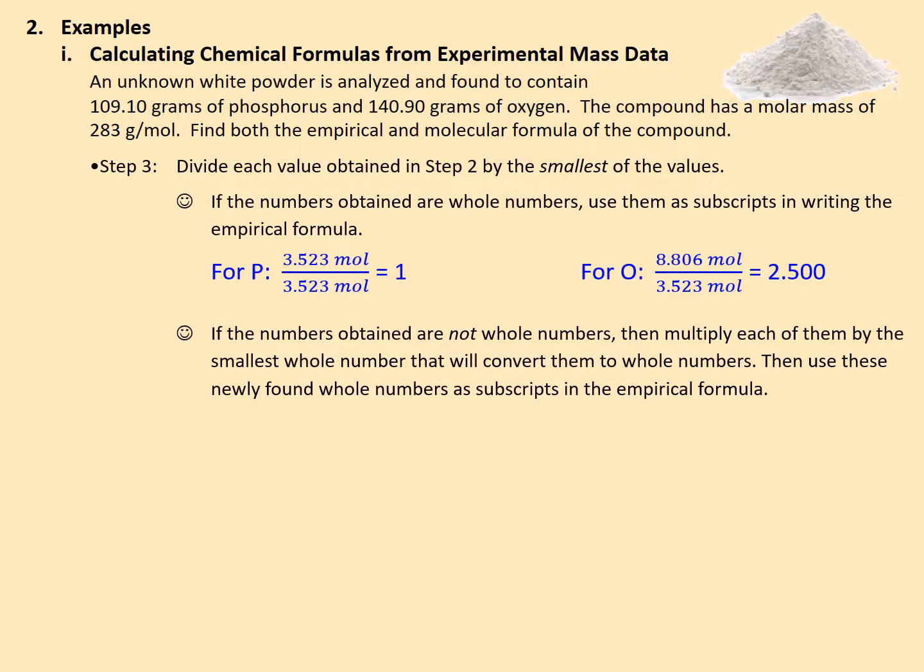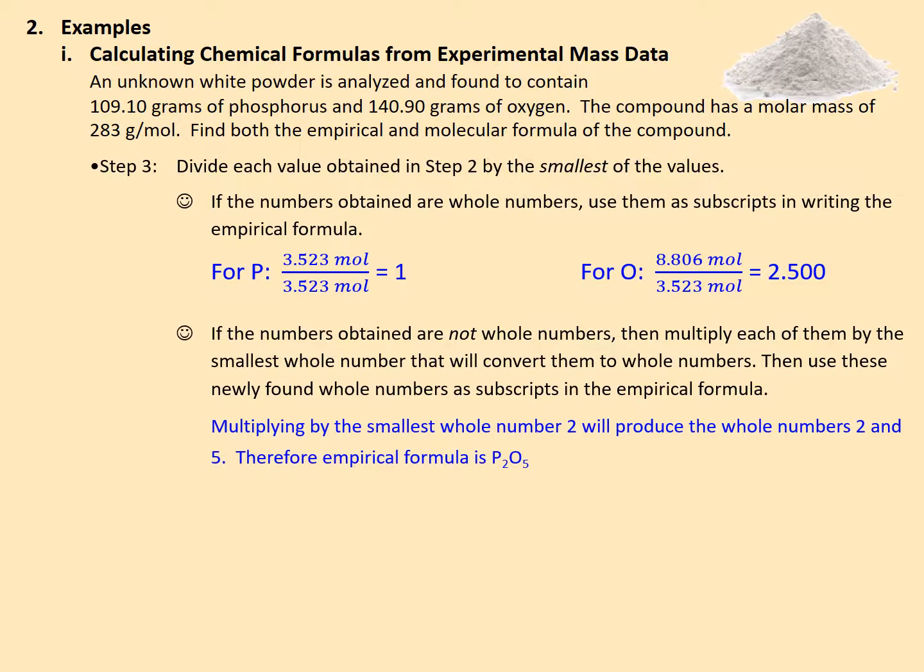Now you'll notice that the number 2.5 is not a whole number, so we need to take this additional step. We are going to multiply both of those numbers by the smallest whole number that will convert them into whole numbers. Starting with the smallest whole number other than 1, it would be 2. When we multiply 1 by 2, we get the number 2, which is a whole number. When we multiply 2.5 by 2, we get the number 5, which is a whole number. So multiplying by the smallest whole number 2 will produce the whole numbers 2 and 5. We are now ready to write down our empirical formula. This tells us the ratio of phosphorus to oxygen in the compound, by particles. For every 2 atoms of phosphorus, we're going to need 5 atoms of oxygen in that smallest unit.